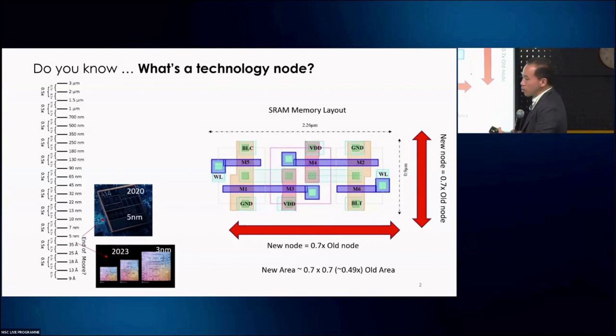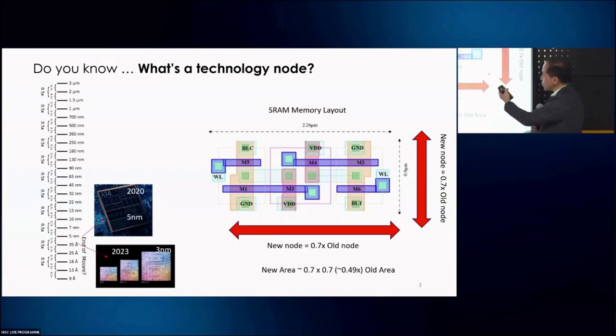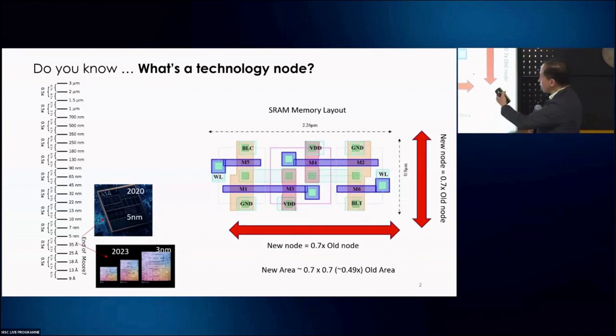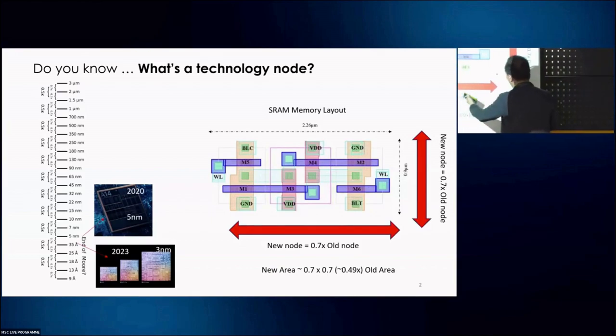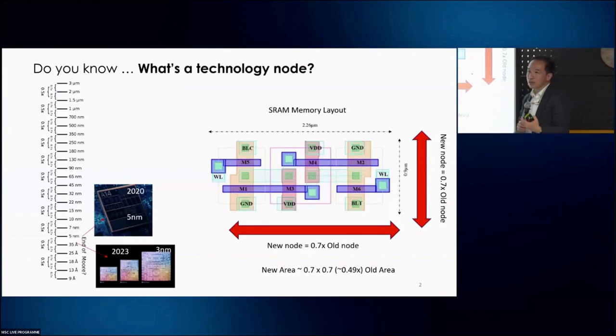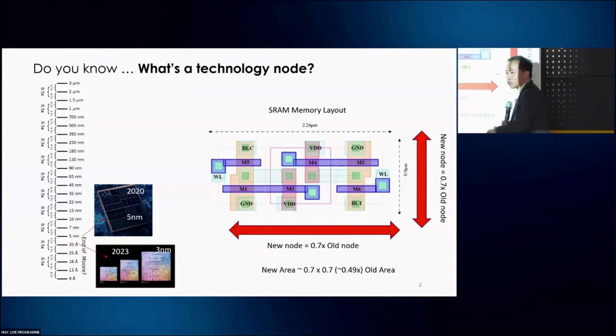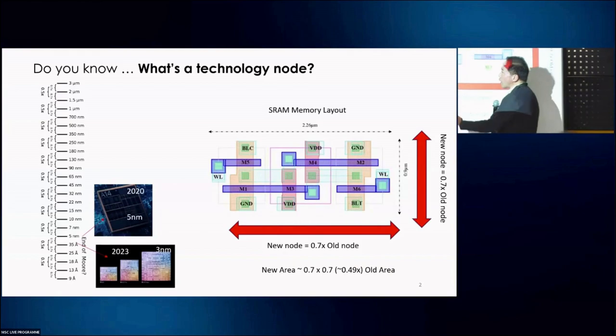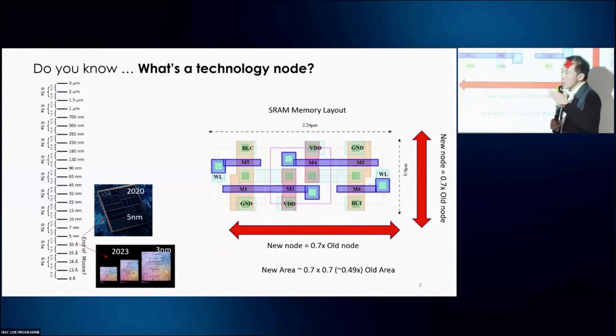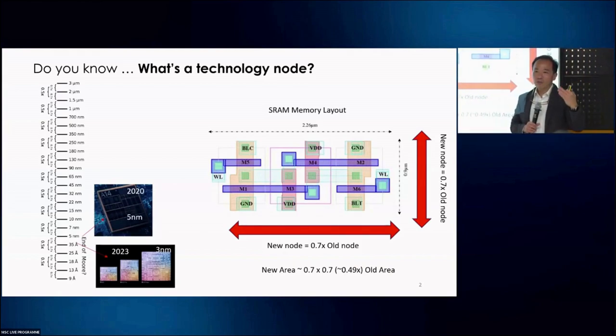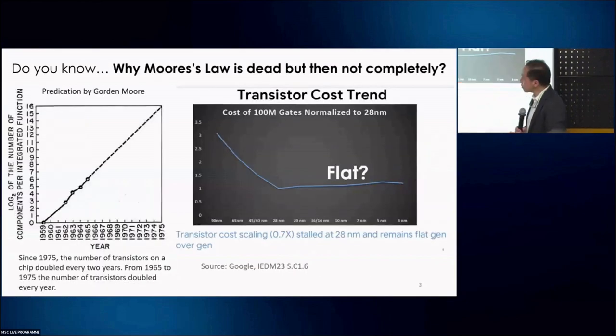So these numbers that people say, what are these numbers about? Really, they're about size scaling. There's always this 0.7 times the previous node for the dimensions, and that gives us the 50% shrink in area. So Moore's law and technology nodes are all about effectively getting a 50% shrink in area for the chips, effectively double density, right? So do you know why Moore's law is dead, but not really?